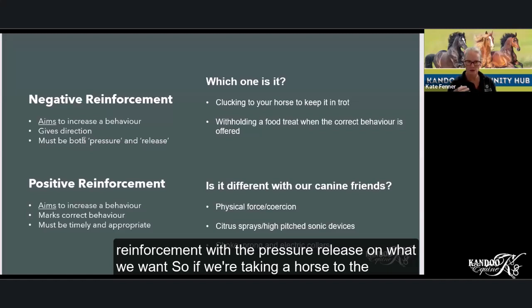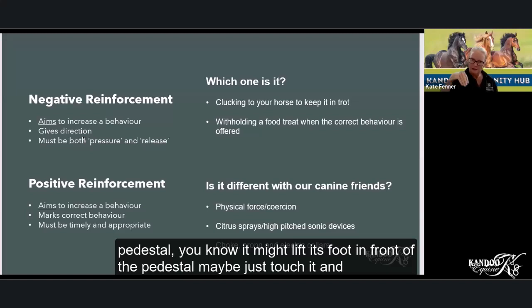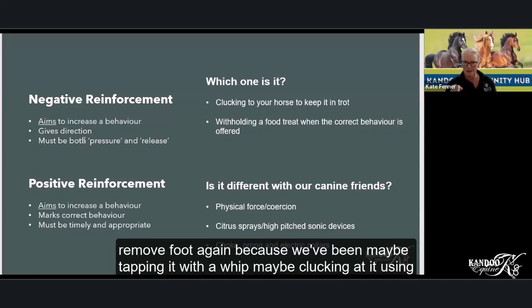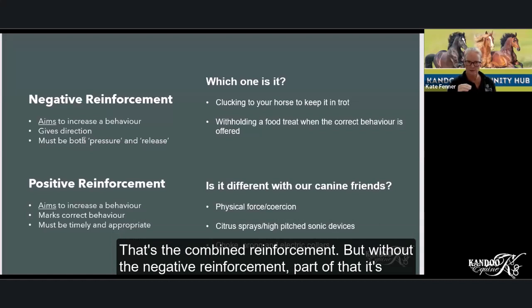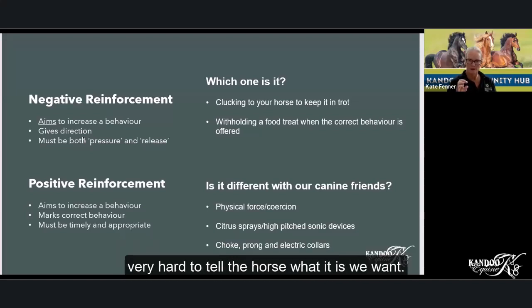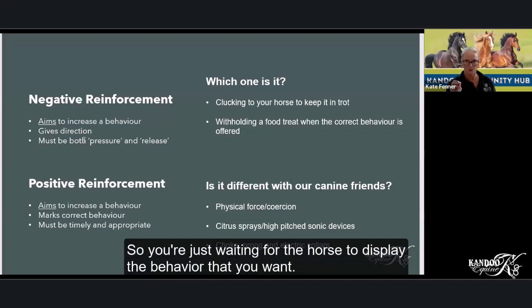So if we're taking the horse to the pedestal, it might lift its foot in front of the pedestal and maybe just touch it and remove its foot again, because we've been maybe tapping it with the whip or maybe clucking at it, using that pressure release. And then we reward that. We reward the horse for touching the pedestal with its foot. That's the combined reinforcement. But without the negative reinforcement part of that, it's very hard to tell the horse what it is we want. So you're just waiting for the horse to display the behavior that you want.